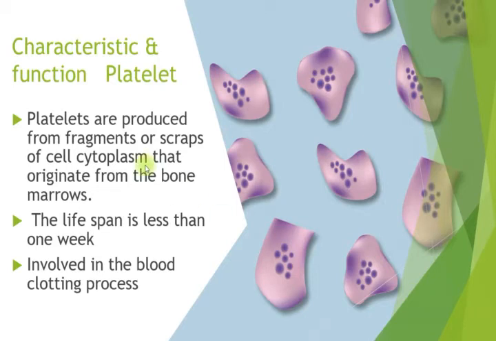Okay, next we go to the characteristics and functions of the platelet. Platelets are produced from fragments. It is not a cell, it is just a fragment, or scraps of cell cytoplasm that originate from the bone marrow. So what is a platelet? It is referred to as the fragments of the cell cytoplasm.